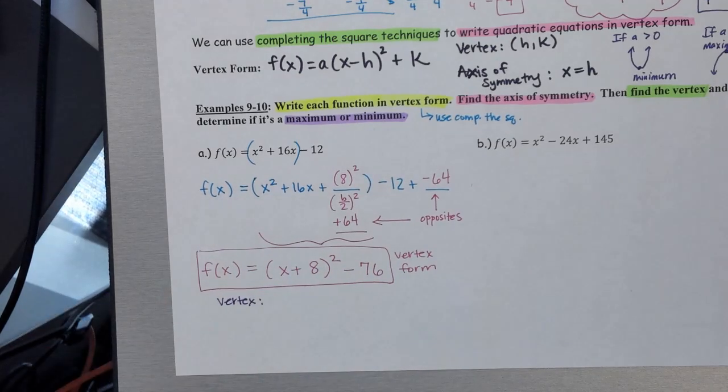Based on your equation, I want you to see if you can take out the vertex. What's your h? What's your k? Write down what you think your vertex is.